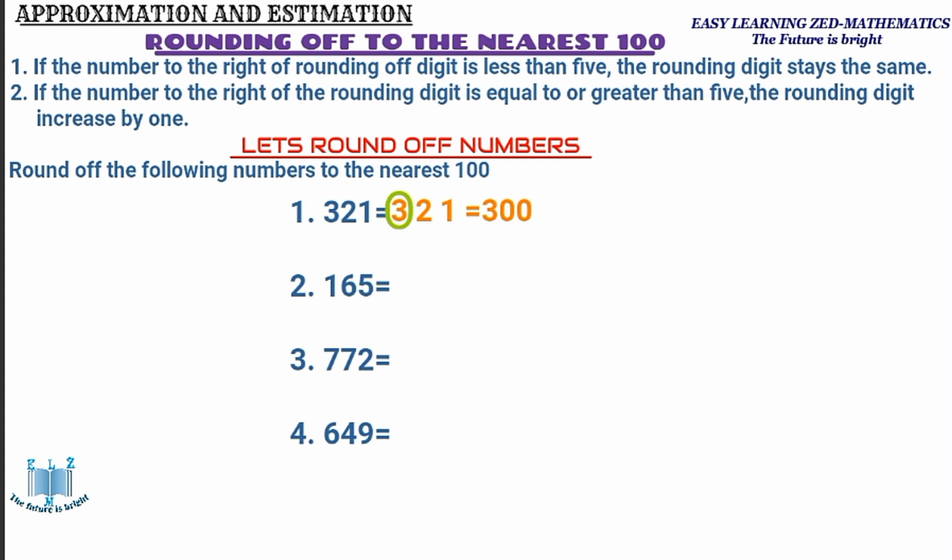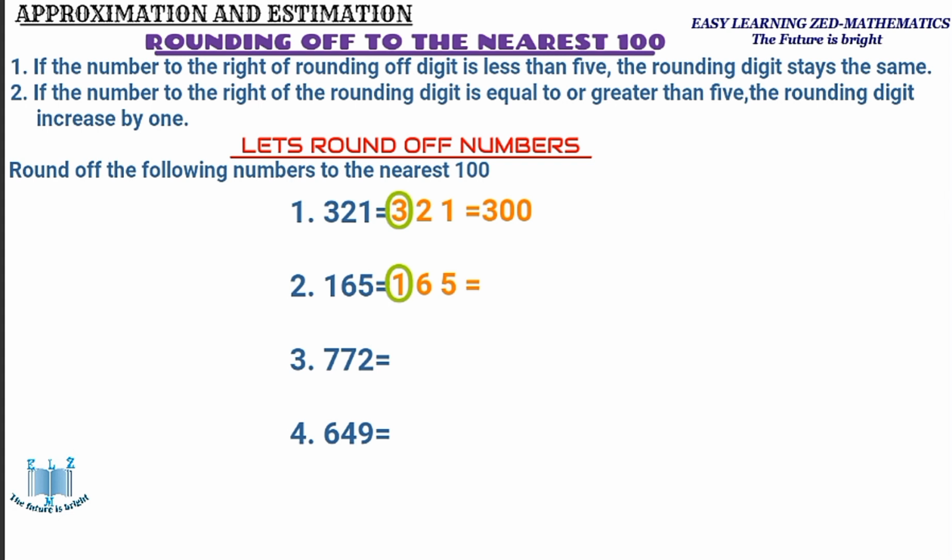Question number 2, we have got 165, which we were asked to round off to the nearest hundreds. So I'm going to rewrite it down there, just like I've done there. Then I'm going to identify the number that occupies the place value of hundreds in this figure. So the digit that occupies the place value of hundreds is 1. So I'm going to round off 1.